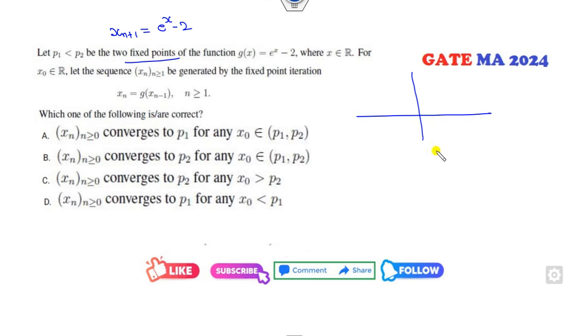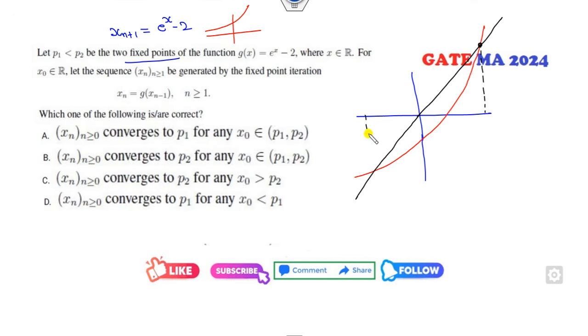I think it's simple. You can draw it graphically. What is the e raised to power x graph? E raised to power 0 is 1. This is the graph. But because of the negative 2, the graph will look like this one. Fine. And it has two fixed points. So these are my fixed points. P1 is less than P2. So this number is P1, this number is P2.